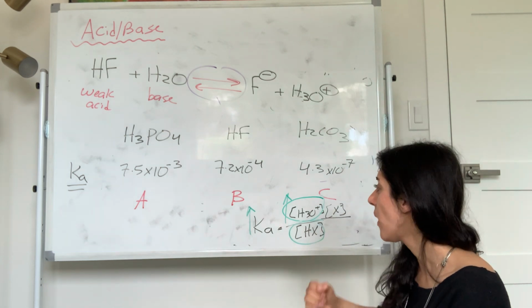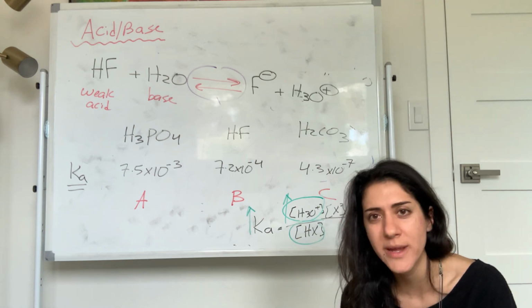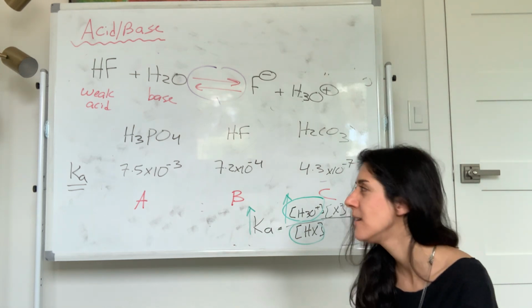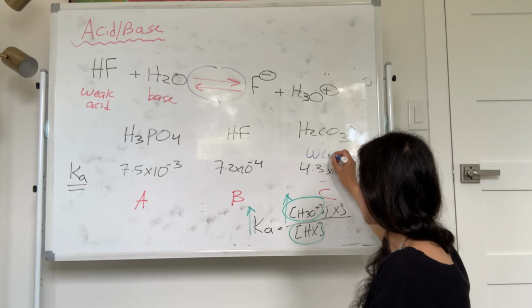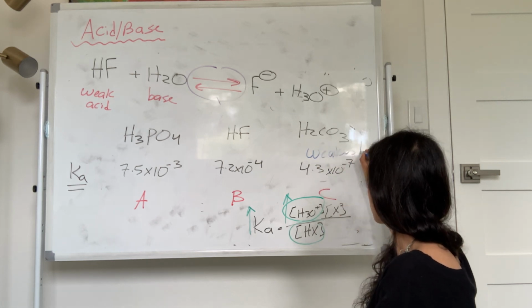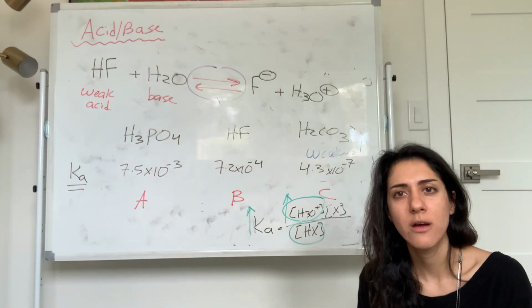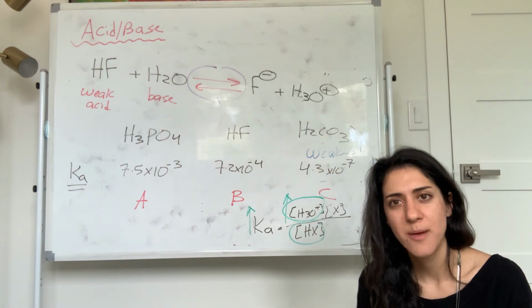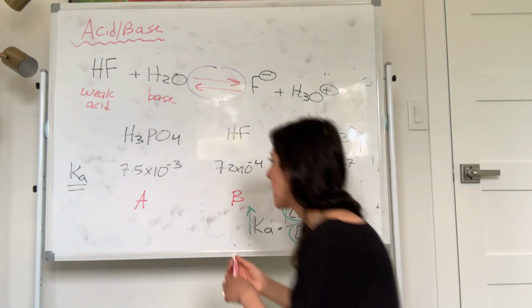So which one, A, B, C, do you think is the weakest acid? The weakest acid is going to be C. This is going to be my weakest acid. Why is this going to be my weakest acid? Because it has the smallest equilibrium constant. So I'm going to write this down one more time.